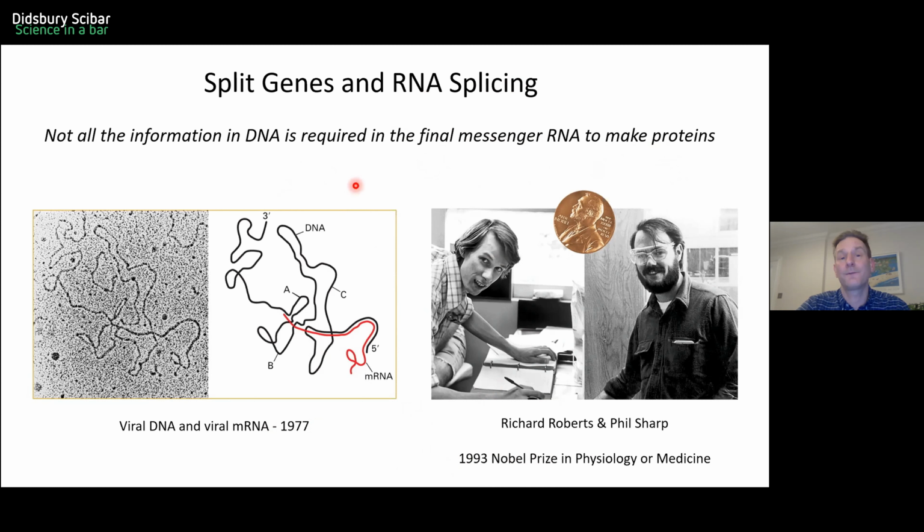Okay, so not all the information in the DNA is required to make the final messenger RNA, and that means that the genes are split and the RNA has to be cut up and put back together in some way, and that's RNA splicing.